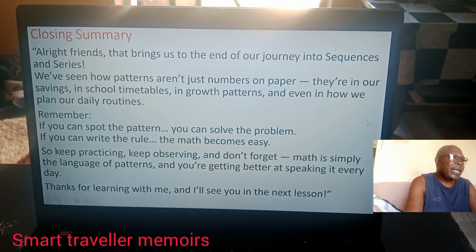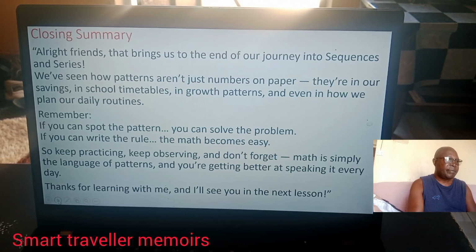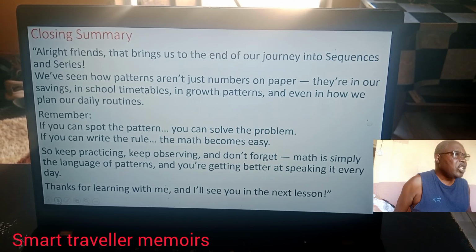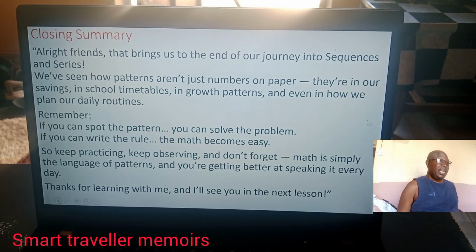We have seen how patterns aren't just numbers on paper. They are in our savings, in school timetables, in growth patterns, and even in how we plan our daily routines. If you can spot the pattern, you can solve the problem. If you can write the rule, the maths becomes easy.